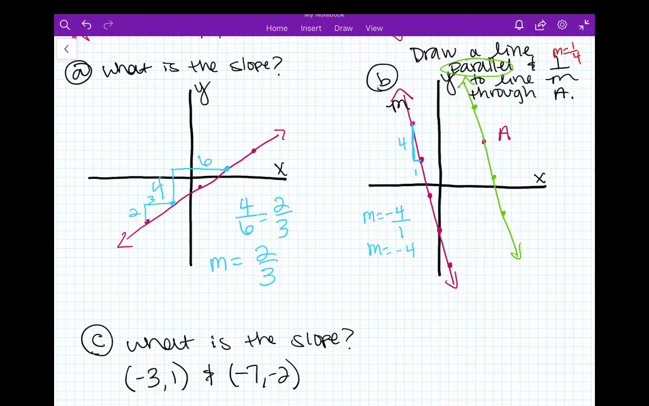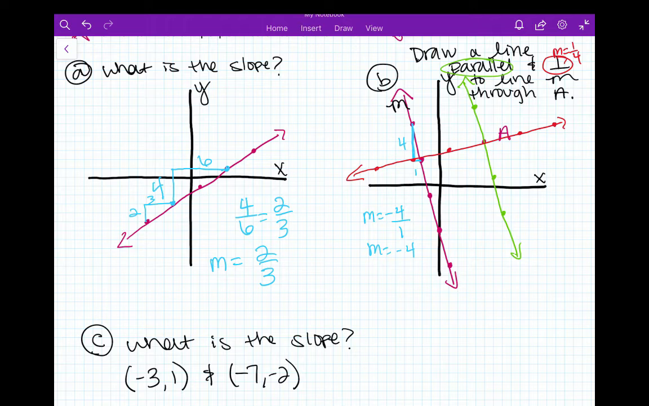So from A, I'm going to go up 1 over 4, or I can go down 1 and to the left 4. And I can do that again. It looks like I have enough points here to go ahead and I'll do one more. So now I can go ahead and draw my line. So there is my perpendicular line through A.